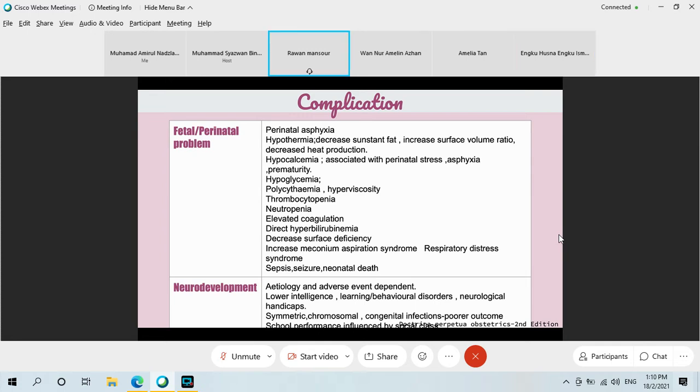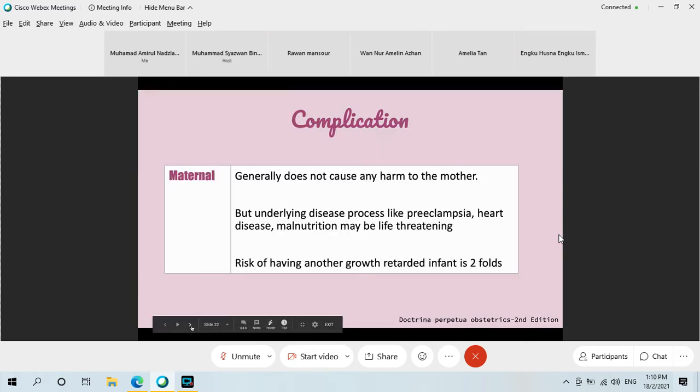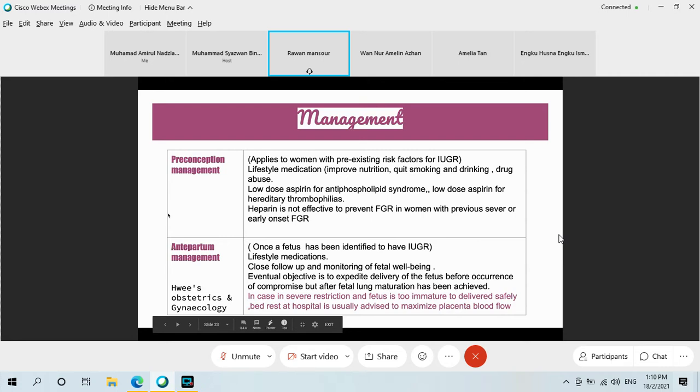Thank you, doctor. Okay, proceed then. And risk of having another growth retarded infant in a second pregnancy. Next. For the management part, I classified the management into 3 parts, where early diagnosis will be a better management for the woman.